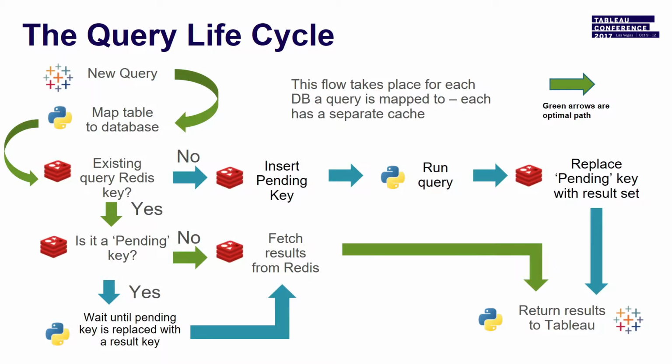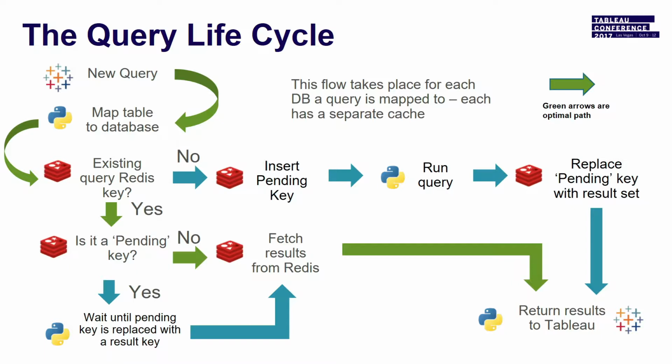So how this works is that someone loads a dashboard in Tableau. Tableau fires off a bunch of queries. Those go to the servers. They say, all right, this data lives on Vertica. Let me check to see if there's a key for this query on Vertica that already exists in Redis. If there is, that's the optimal path. We just grab the results, pass it back to Tableau. Database never even knows anything happened. Or if there's not, then put a key in there that says, hey, I'm running this query. Go run the query, get the results back, replace that key with the actual results, return the results to Tableau.